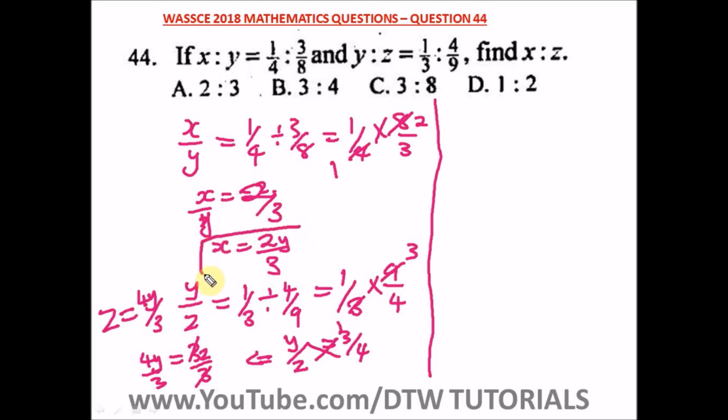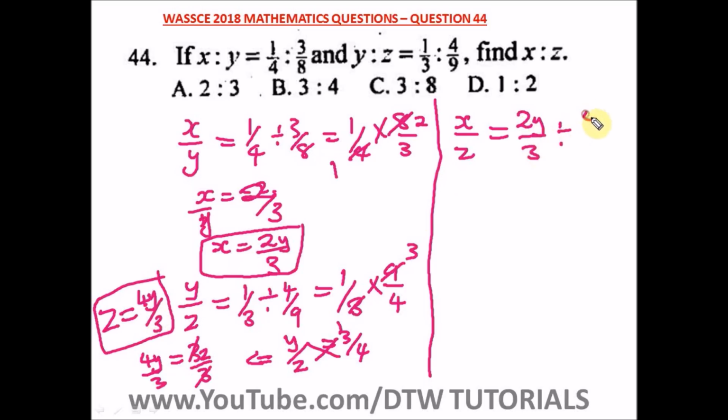X is 2y over 3. So the question says find x ratio z. So we have x ratio z, which is x divided by z. So this would be equal to, what is x? X is 2y over 3 divided by, what is z? Z is 4y over 3. So from here, we have to change this sign to multiplication sign. In changing this, we invert your right hand side. Okay, so 2y divided by 3 times 3 over 4y. So 3 will cancel out 3. 2 here 1, 2 here 2. And y will definitely cancel out y. So what are we left with?